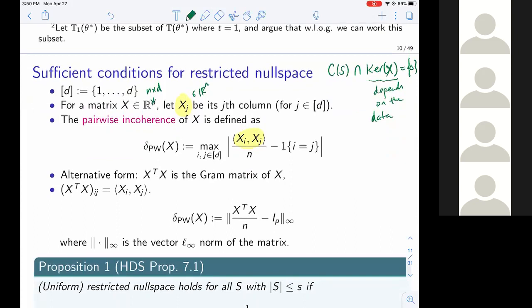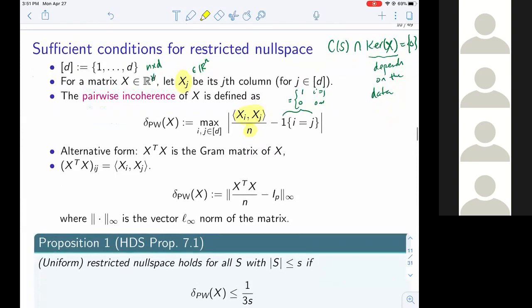But the idea is that this is either 0 or 1. Basically this is the indicator: it is 1 if i is equal to j and 0 otherwise. So this is saying this inner product, properly normalized, is either close to 1 if I'm looking at the norm of a single column, or close to 0 if I'm looking at two distinct columns.